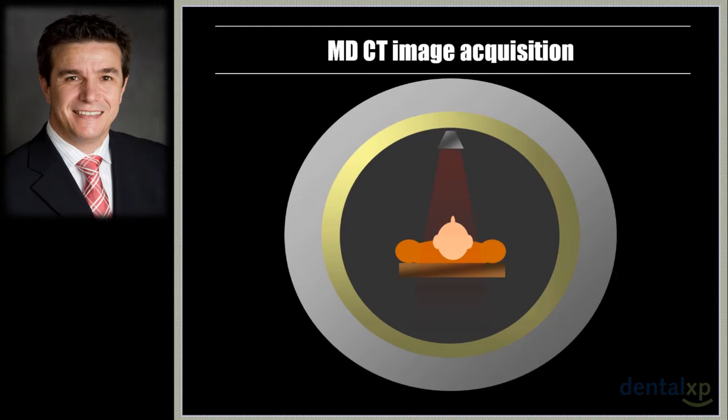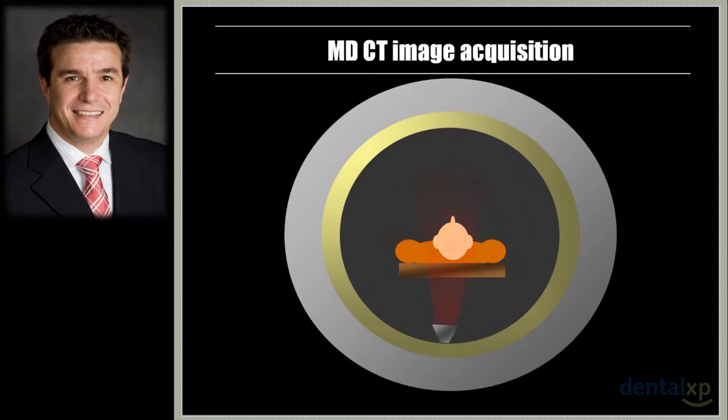Medical CT acquires images in a different way. In this case, we still have a rotating source, as you can see here. Our X-ray beam is not conical in shape. In fact, it's fan in shape, and it's very thin. Actually, the thickness of this beam is going to be determined by us or by the operator of the machine, and this is going to determine the slice thickness.